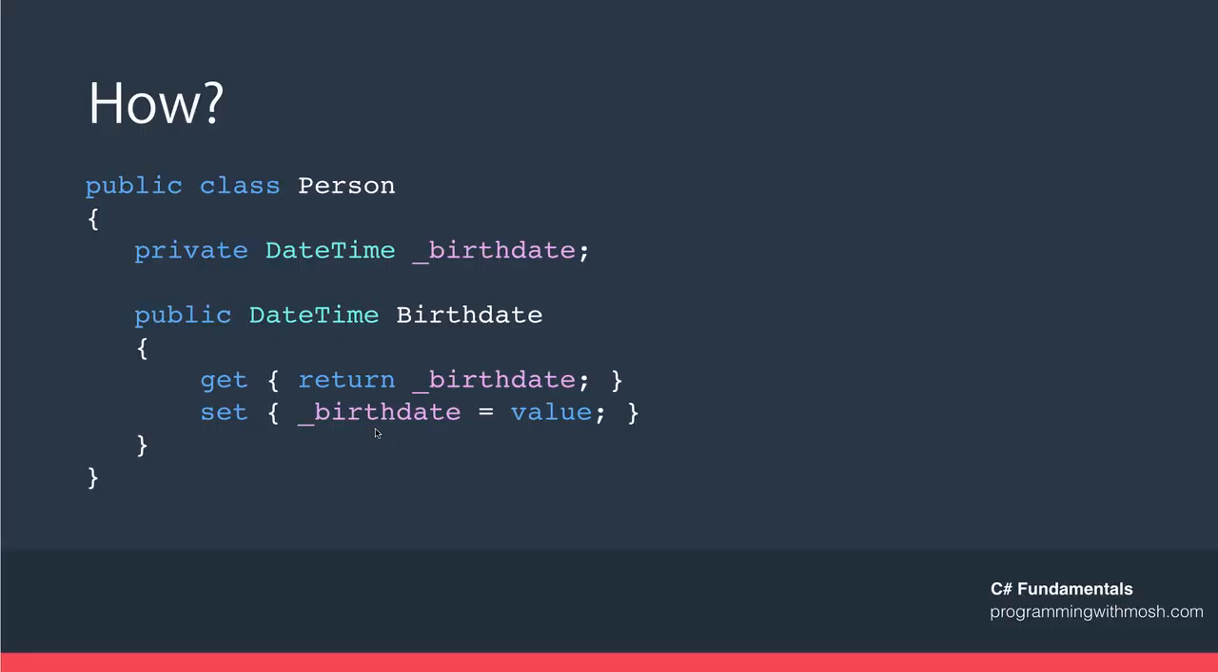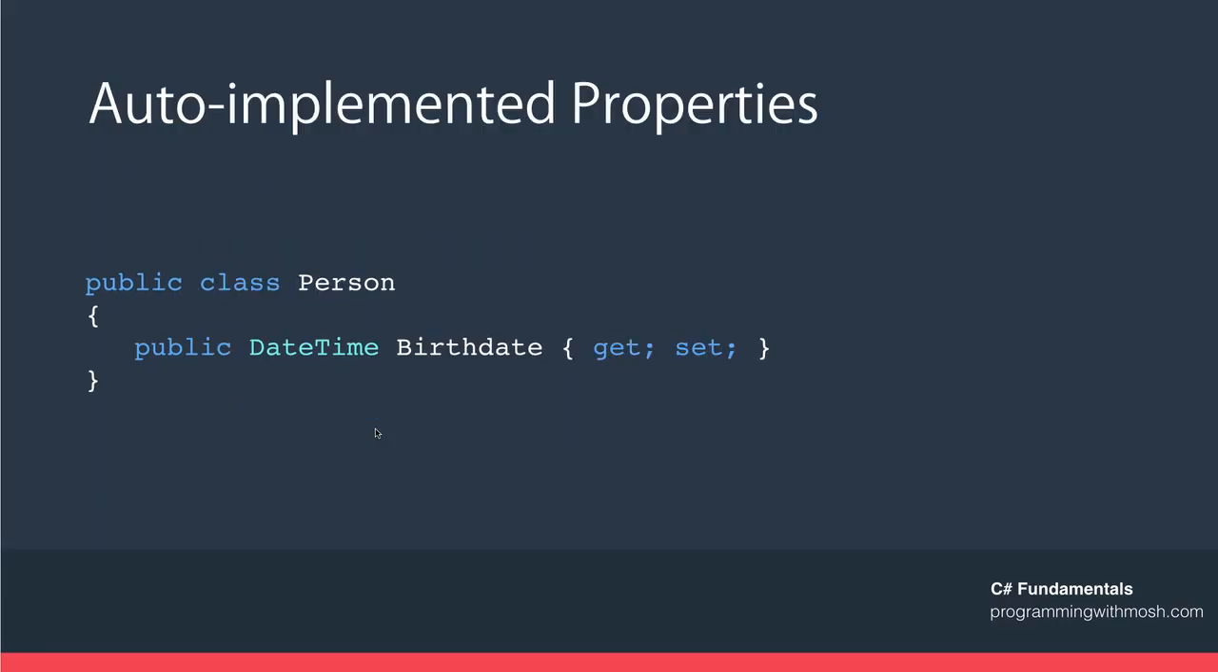Note that in this case, we don't have any logic around the birthdate field. So our get and set methods are pretty simple. We can write even less code to achieve the same thing. That's when we use auto-implemented properties.